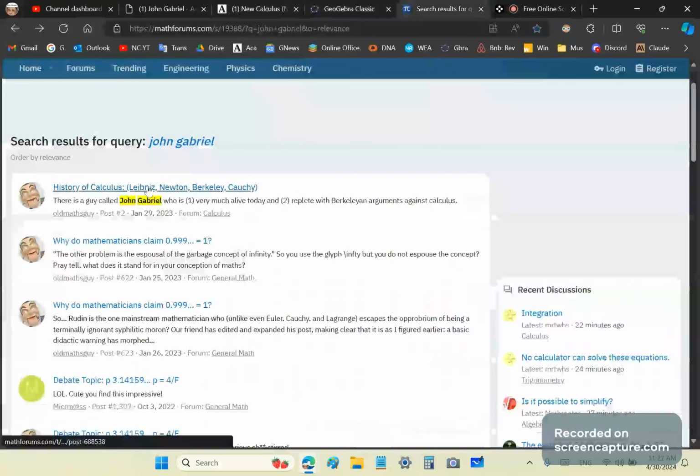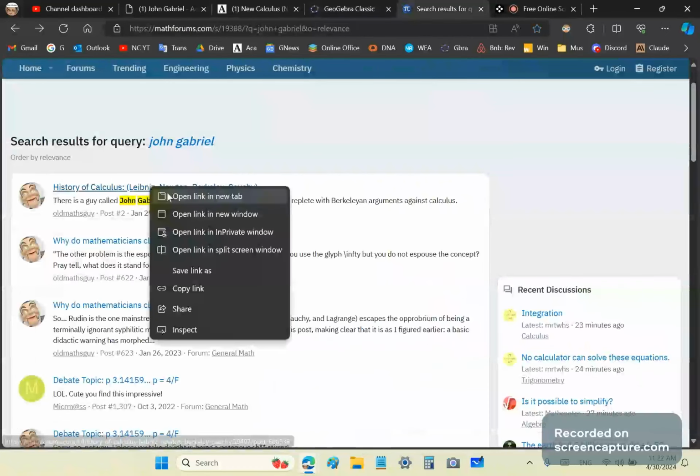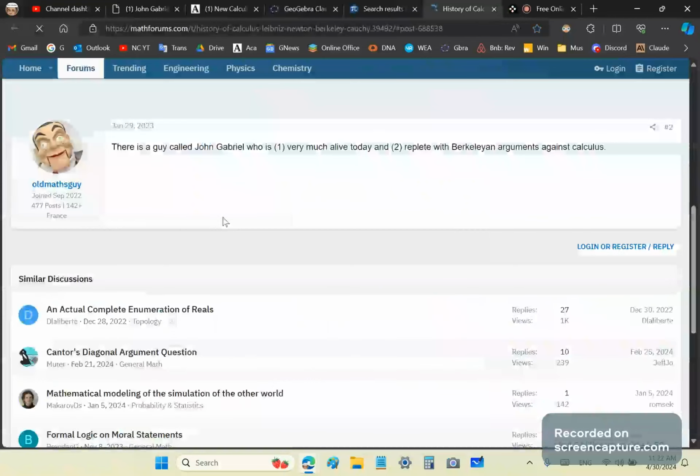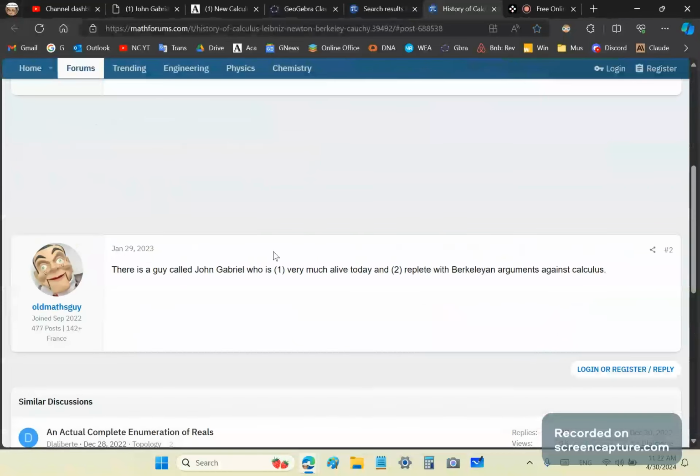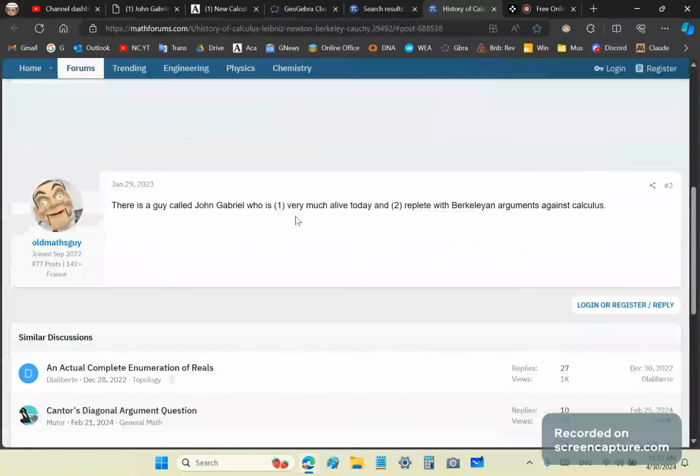He says, so some guy asked if there are any other arguments against the mainstream calculus. It says, hi, I'm writing about the history of calculus. I finished explaining how calculus was formed by them, but now I need to bring arguments and need to add my own thoughts. For example, mathematicians have accepted Cauchy's method as a rigorous foundation. But what would Berkeley have to say? So this person here is saying that I would produce Berkeleyan arguments.